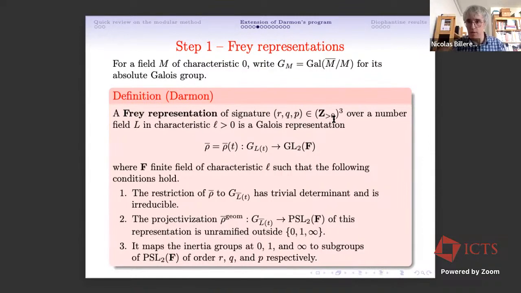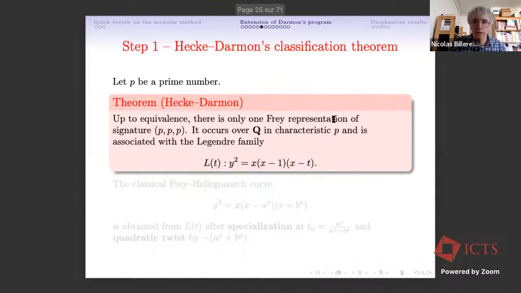So that's one of the key notions in Darmon's program, this notion of Frey representation. There is also a notion of equivalence between 2 Frey representations. That just means that when you extend the scalars and go to some algebraic closure of F, 2 Frey representations of the same signature will be equivalent when they differ by just twisting by a character. And in Darmon's paper, there is a classification for each possible signature, a full classification of Frey representations.